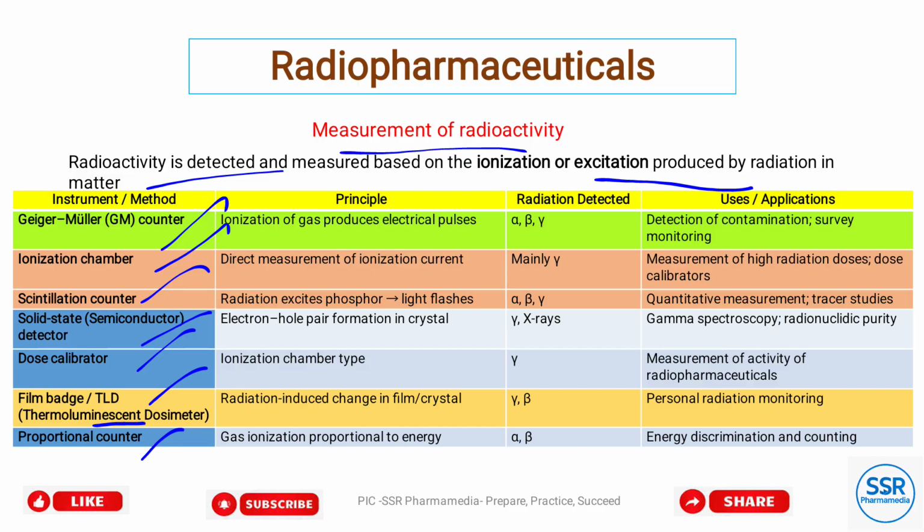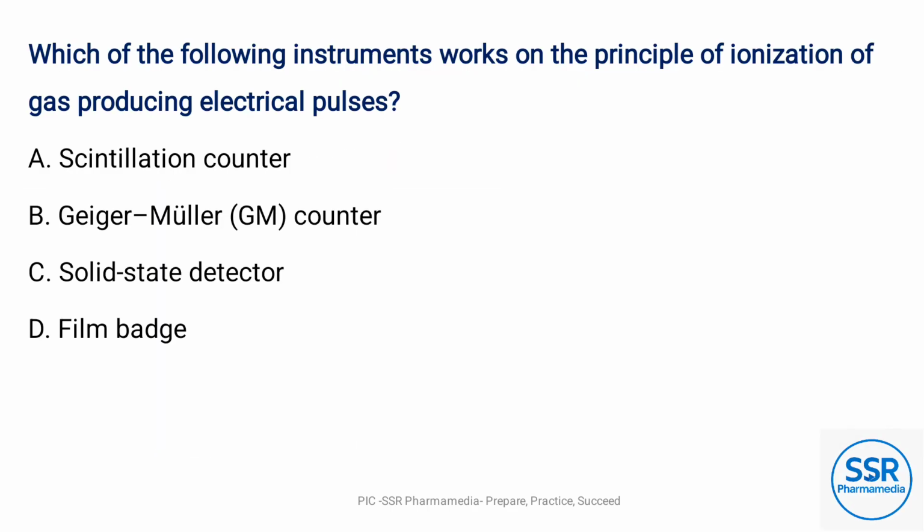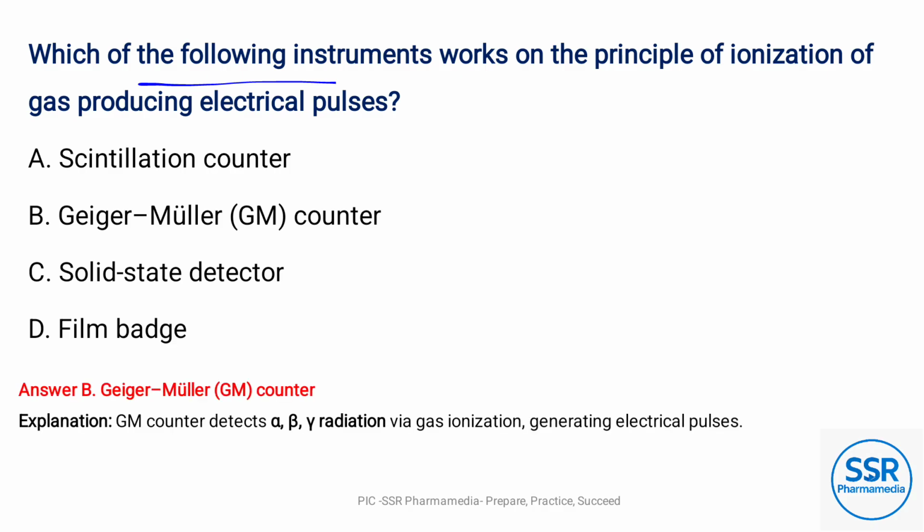The principle of each and every method, you read it using this slide, and the application is also very important. We'll move on to the next slide. The principle is very important because there are so many questions asked from this principle. Which of the following instruments works on the principle of ionization of gas producing electrical pulses? So option B, Geiger-Muller counter.